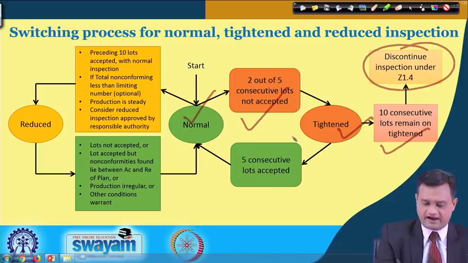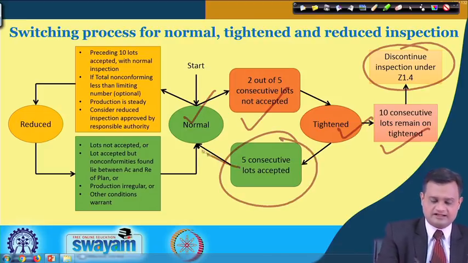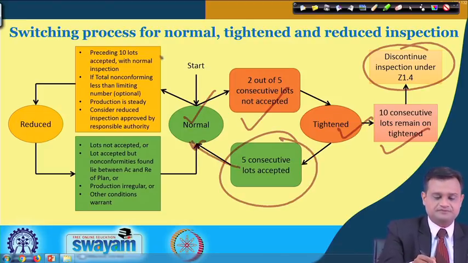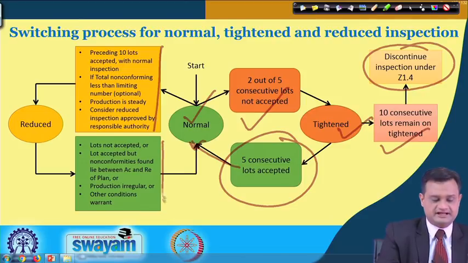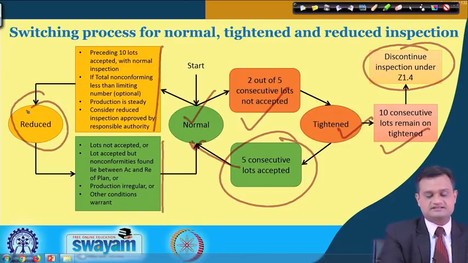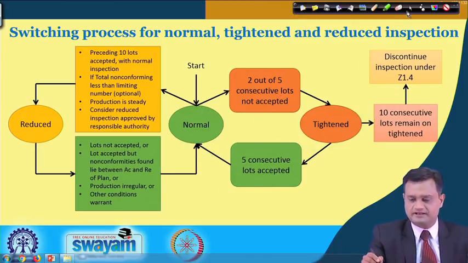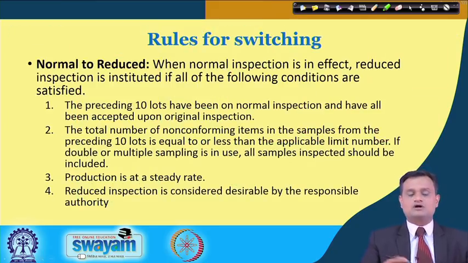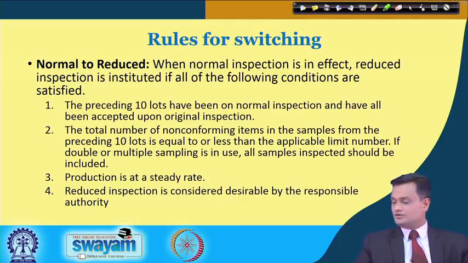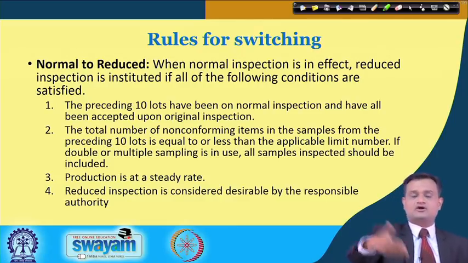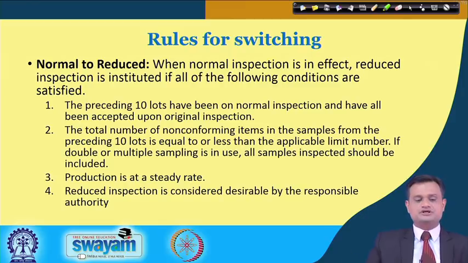If, let us say, 5 consecutive lots are accepted, go back to normal, and these are some of the points I have indicated about the reduced inspection. So you can follow this procedure in a very simple way and switch over is possible. So I have just elaborated on the rules of switching from normal to reduced.